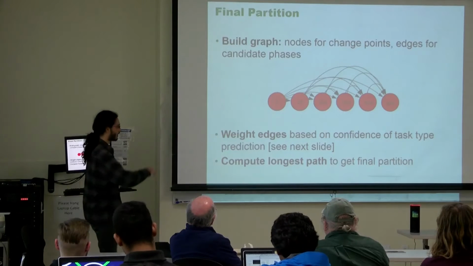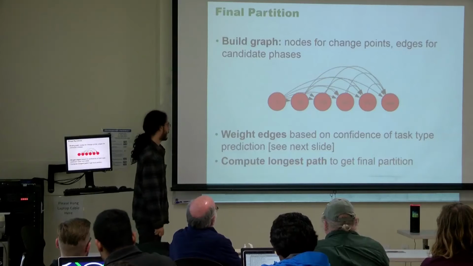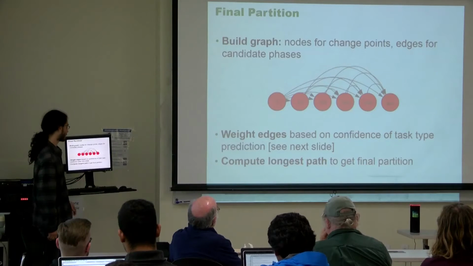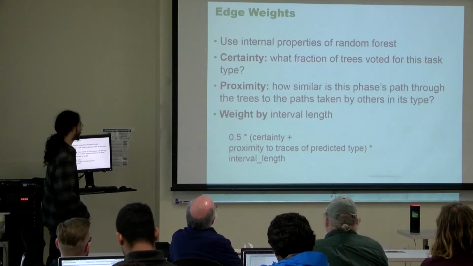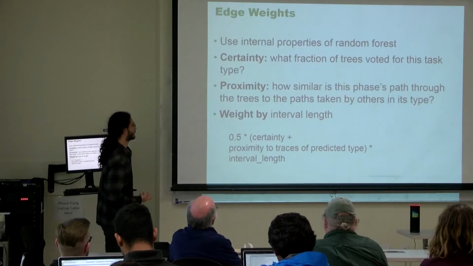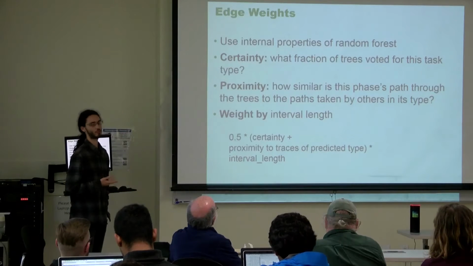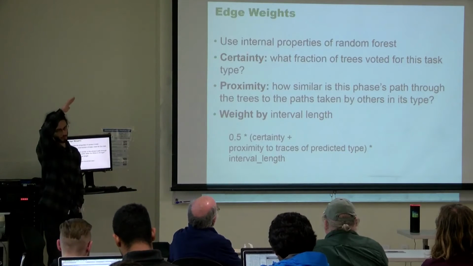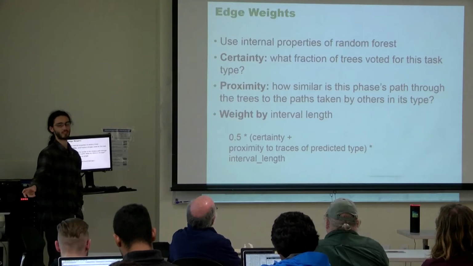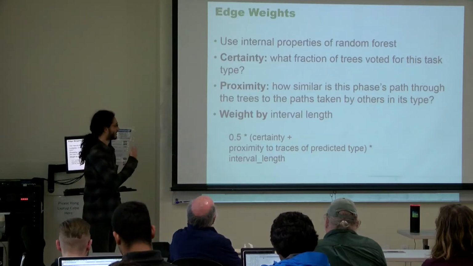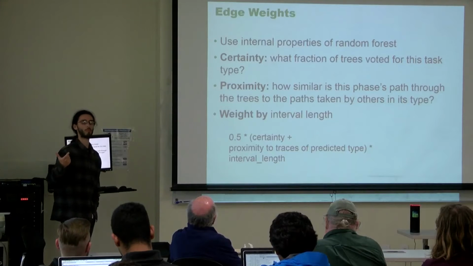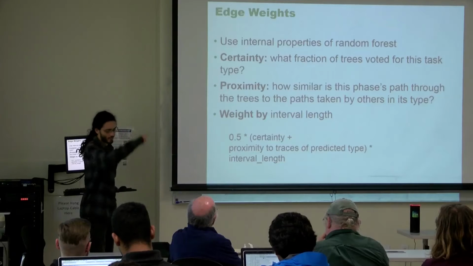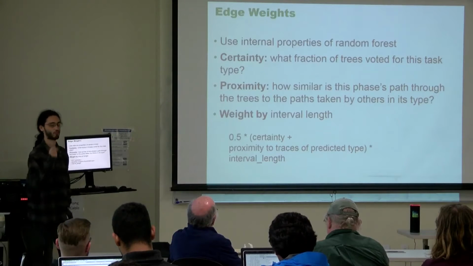And we weight the edges of the graph based on how accurate the classifier thinks it is. We weight it using certainty and proximity. Certainty: we use random forest, which has a number of randomly generated trees, and it'll throw the data set in there, and it'll have at the end some prediction. Certainty is how many guessed the best option. And proximity is a measure of the path taken through the trees.